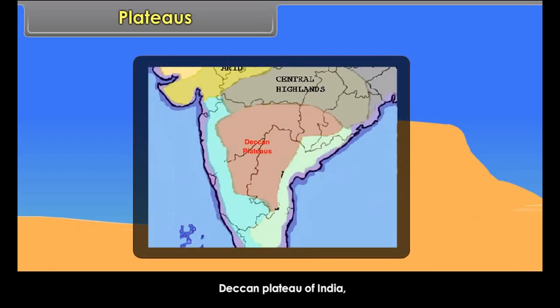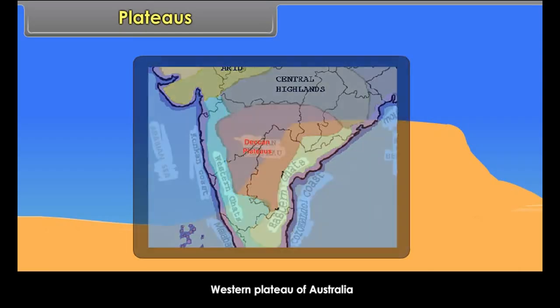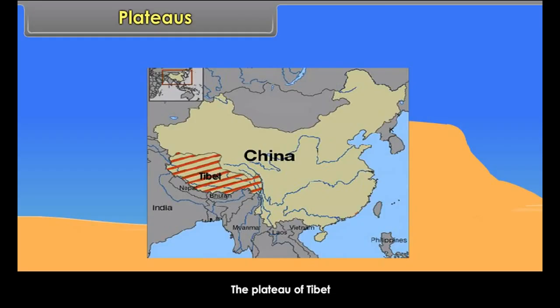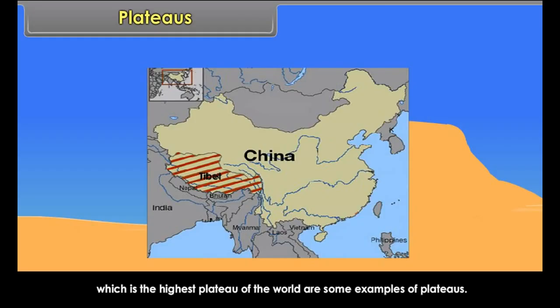Deccan Plateau of India, Western Plateau of Australia, the Plateau of Tibet, which is the highest plateau of the world, are some examples of plateaus.